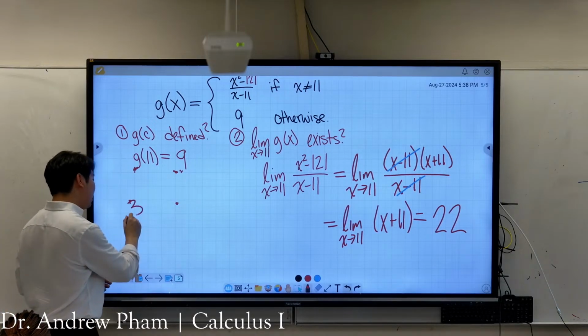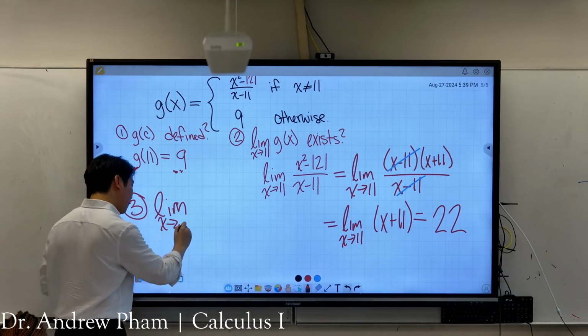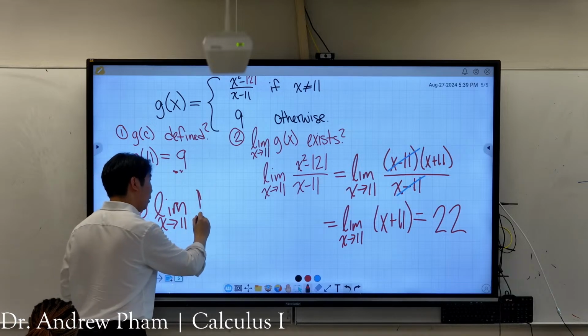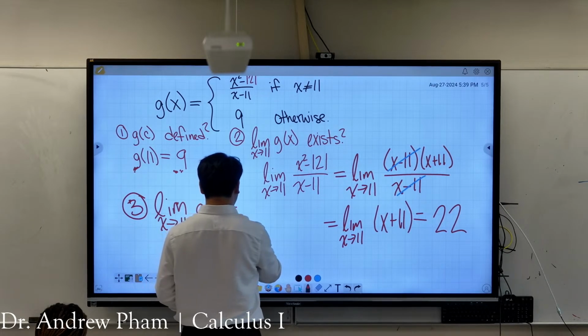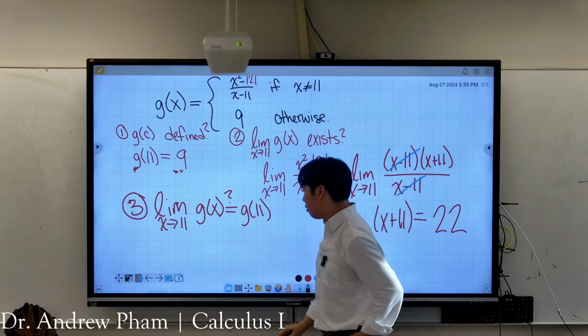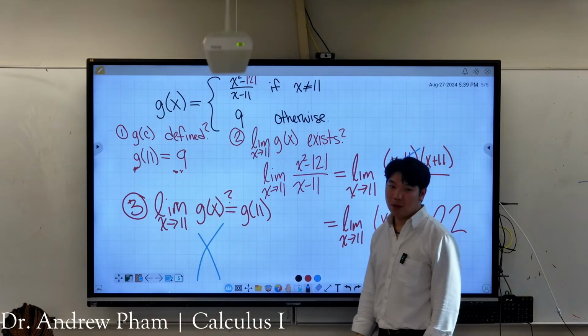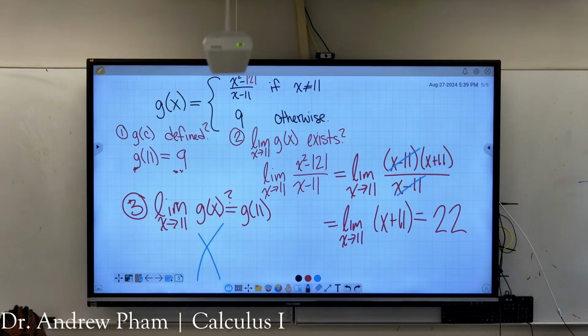Therefore, for the third condition, I'm just rewriting that for emphasis. We said the limit as x approaches 11 of g of x, we're asking, is it equal to g of 11? To answer that, we said no. Most certainly not. I failed one of my conditions. Therefore, I can say that this function is not continuous at 11.